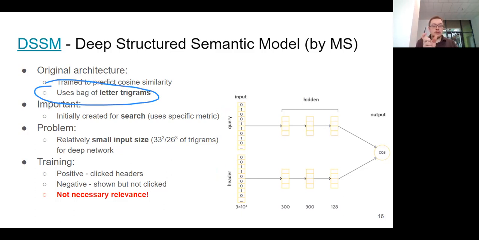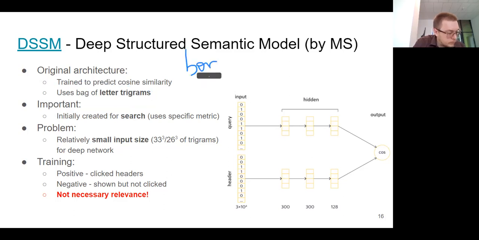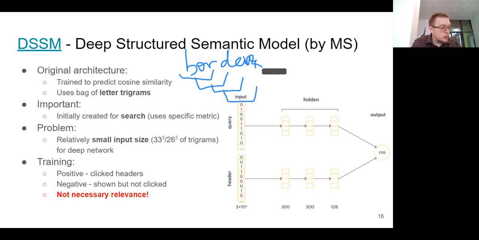What's a trigram? A trigram is three consecutive letters of a word, and the word is split into overlapping trigrams. As I mentioned previously, the word border will be split into bor, ord, rde, der. So the word border falls into four different trigrams. Okay, and the idea is the same. You take a vector of the size of the number of trigrams, and you encode the query in this vector.